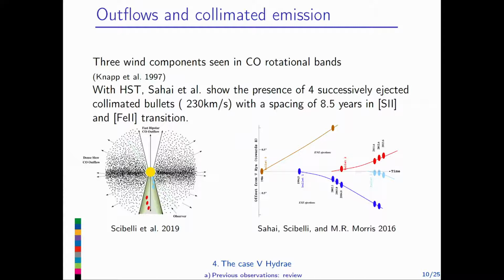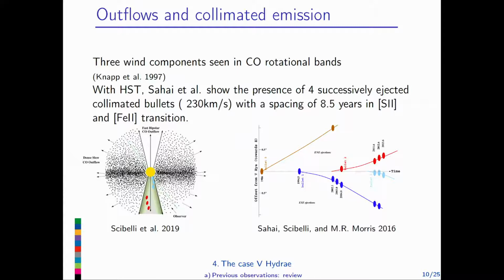So they could distinguish 4 bullets, and each time the axis of the emission flips around its axis. So in that direction, then in the other direction, and so on. That's quite strange, and especially the fact that those bullets are spaced by 8.5 years is difficult to interpret.